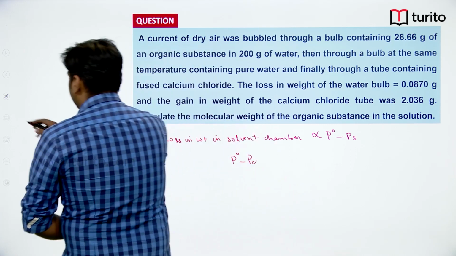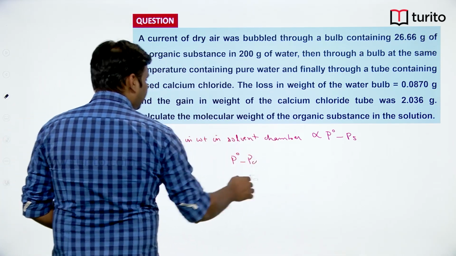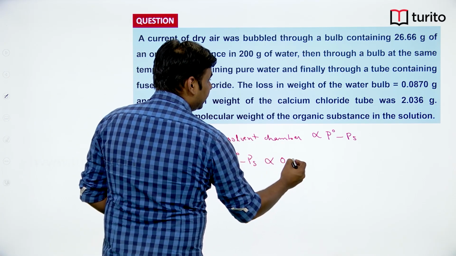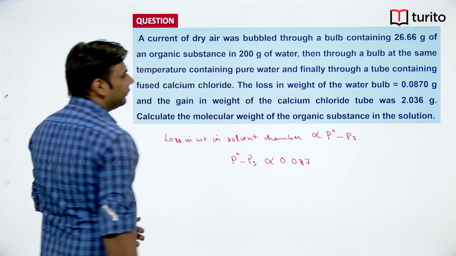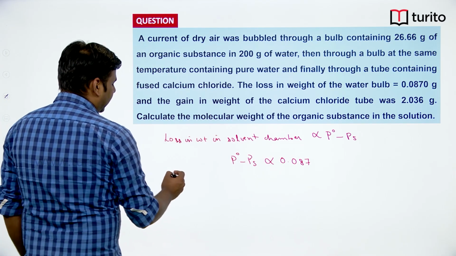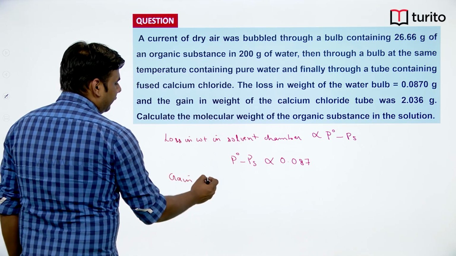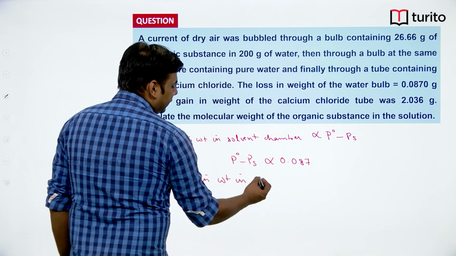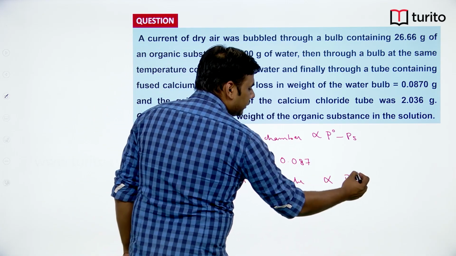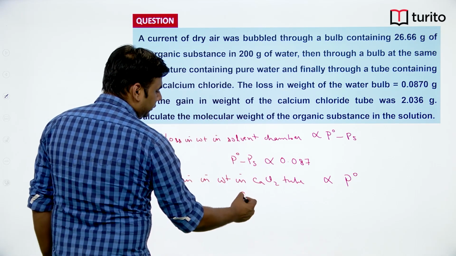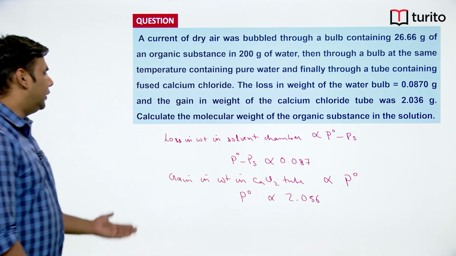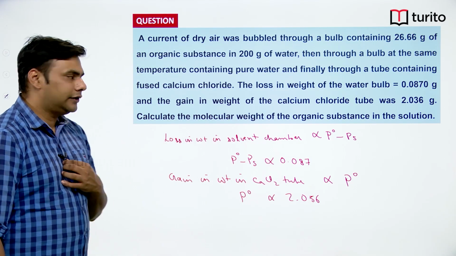Okay, so P naught minus Ps is proportional to 0.087 grams, and the gain in weight of the calcium chloride tube. So we know that gain in weight in the calcium chloride tube is proportional to P naught. Okay, so P naught is proportional to, it is given as 2.036. Okay, we need to find the molecular weight of the organic substance in the solution.